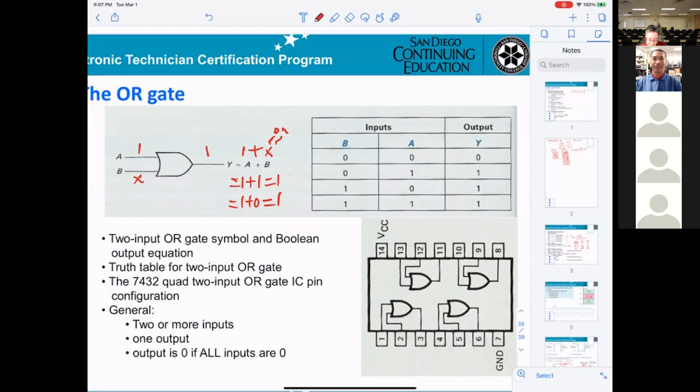That only tells you that for the OR gate, if one input equals 1, the output has to equal 1. However, if you want it to be 0, then this has to be 0 and this has to be 0. Then you get a 0. And the OR gate 7432 is the same thing. Inside the chip there are four gates, and power and ground are the same: 14 and 7.